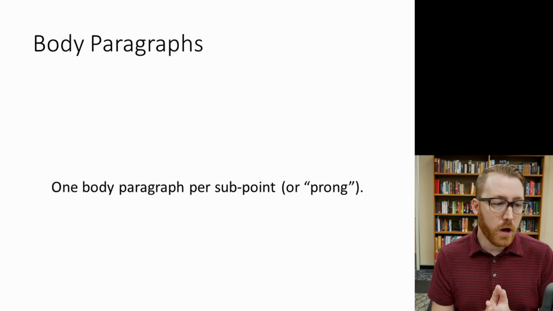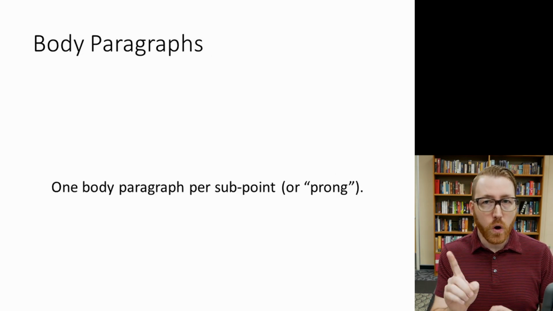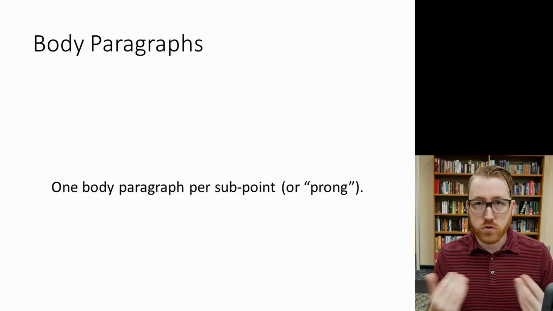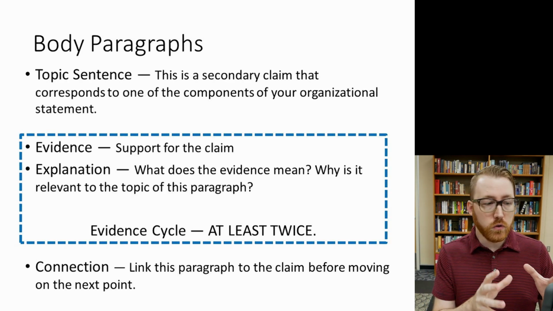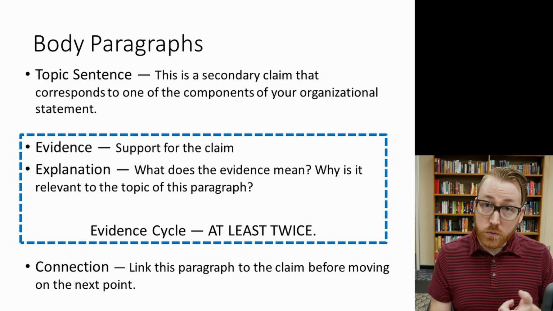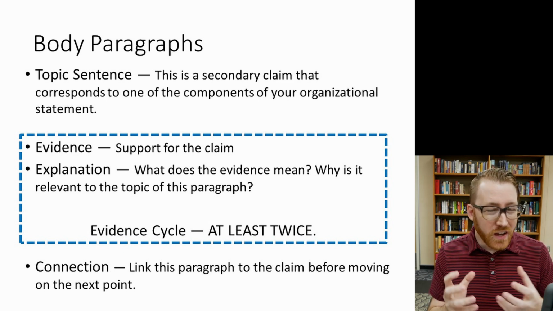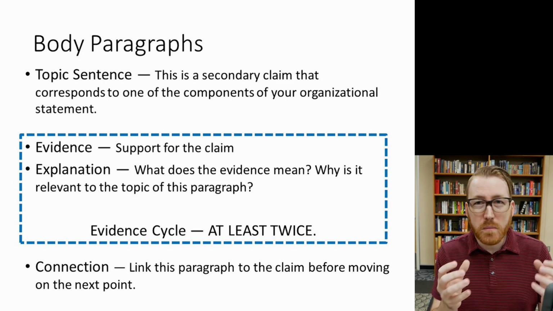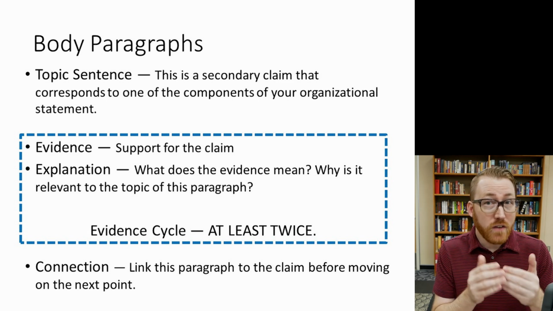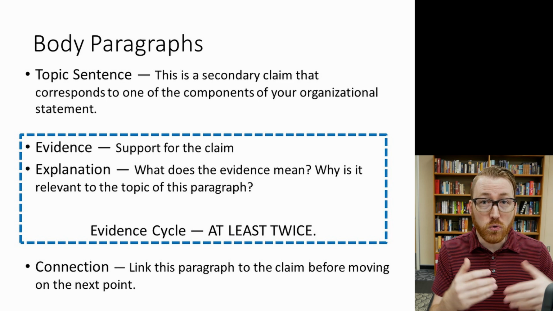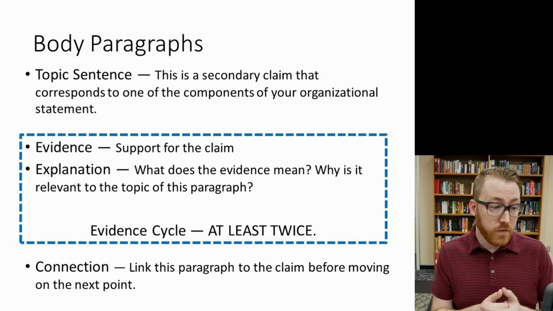So let's talk about the body paragraphs. You will have one body paragraph per subpoint, or prong if you want to call it that, and each of those will follow this structure. You'll begin with a topic sentence. That's kind of the secondary claim or the bit of information that you're providing about that subpoint or prong. And that, of course, will connect back to your introduction paragraph.